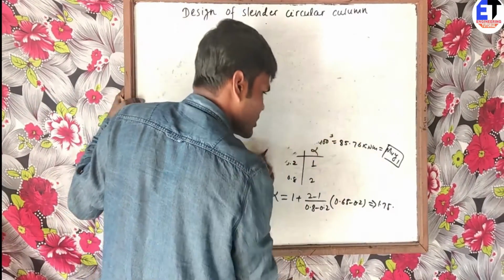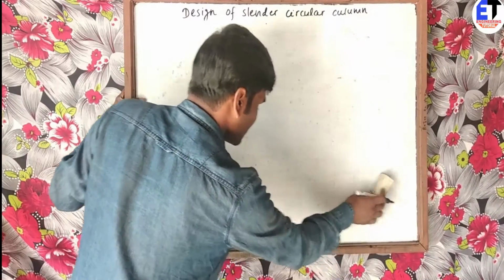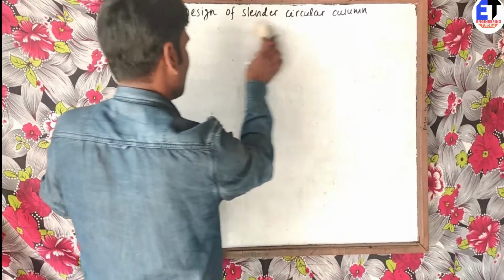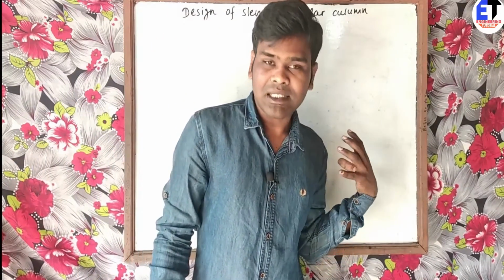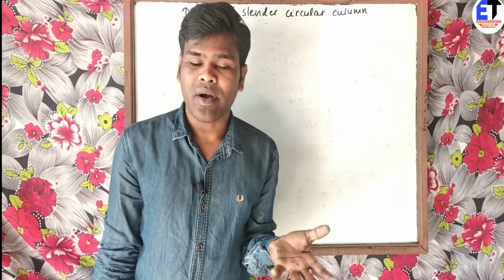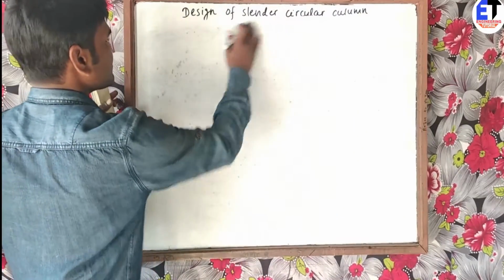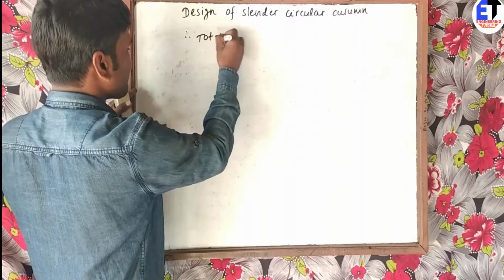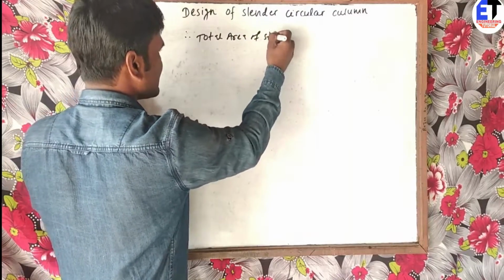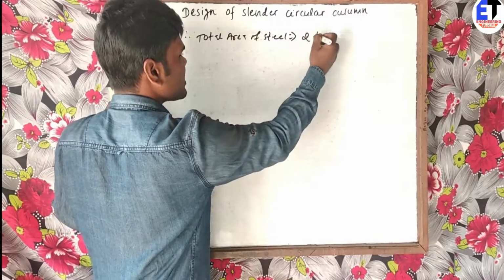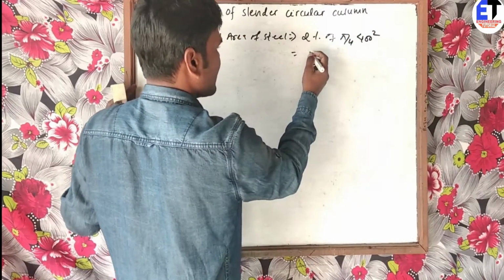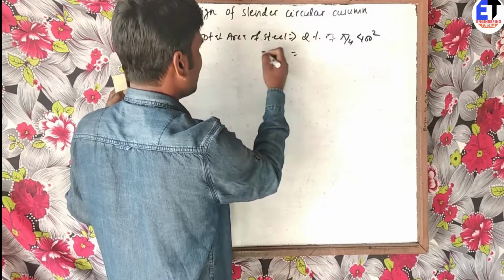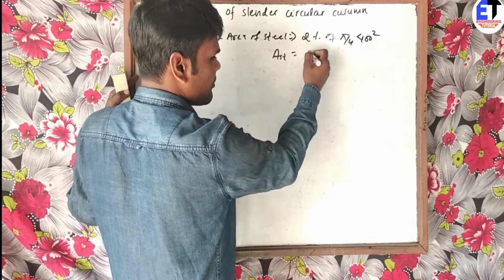Here we have calculated that 2% of steel is sufficient for our structure. So what amount of longitudinal steel area is required for our structure, and what diameter of main reinforcement bar is required? Now we are going to calculate. Here the total area of steel is 2% of pi by 4 times 400 squared. So we calculate this value to find the area of steel.